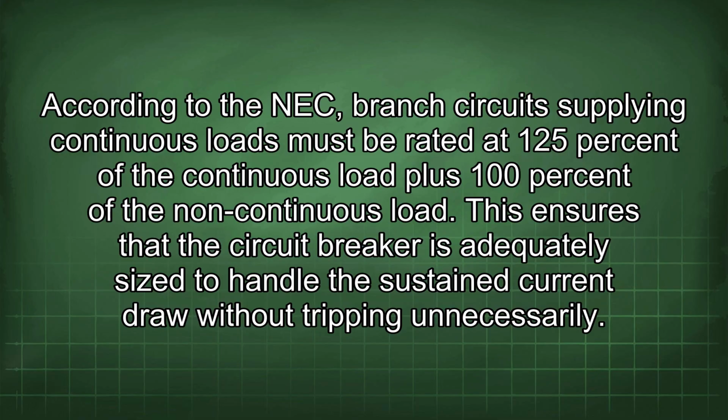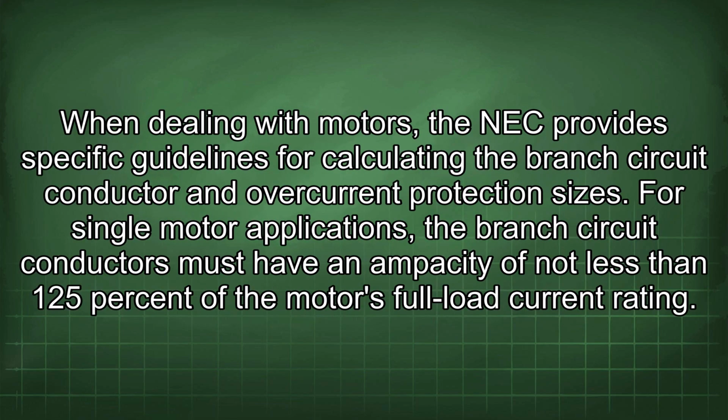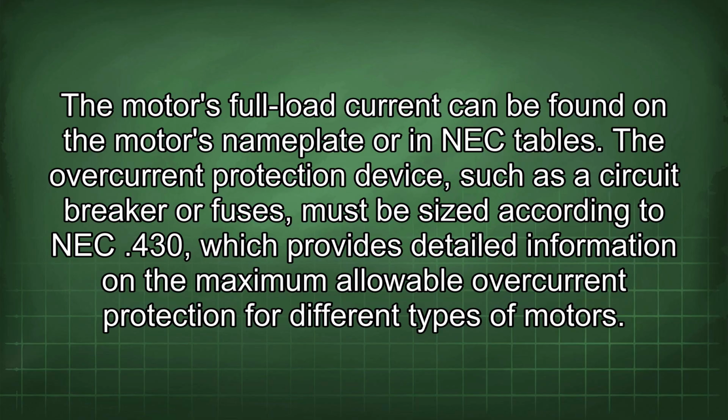When dealing with motors, the NEC provides specific guidelines for calculating the branch circuit conductor and overcurrent protection sizes. For single motor applications, the branch circuit conductors must have an ampacity of not less than 125% of the motor's full load current rating. The motor's full load current can be found on the motor's nameplate or in NEC tables. The overcurrent protection device, such as the circuit breaker or fuses, must be sized according to NEC 430, which provides detailed information on the maximum allowable overcurrent protection for different types of motors.